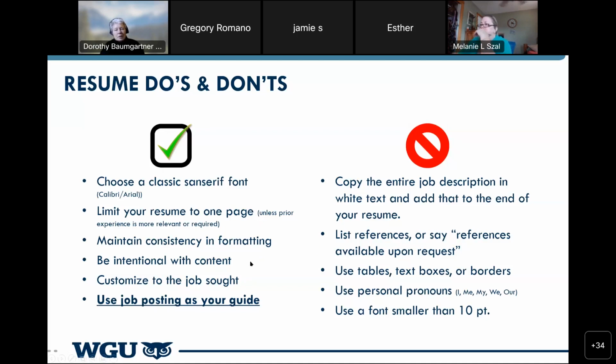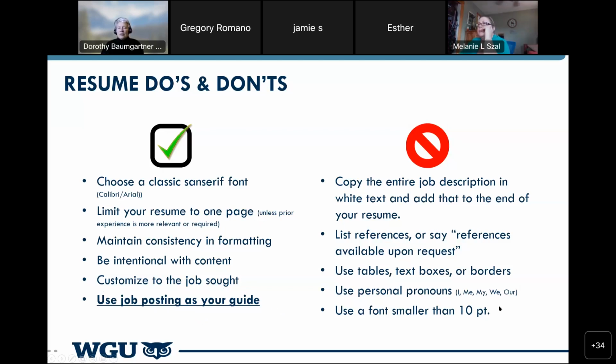The intentionality about your content goes back to matching what you're putting on this resume to the job description you're applying for. You're matching the language and your qualifications to that job description and taking out things that will distract the recruiter from seeing why you're qualified for the job. That's the customization piece too. So the key here is using that job posting as your guide, and we're going to look at one in a minute, but that's where you want to keep going back to. Should I include this? Let's look at the job description. Should I take this out? Let's look at the job description. That's where we're going to go all the time.